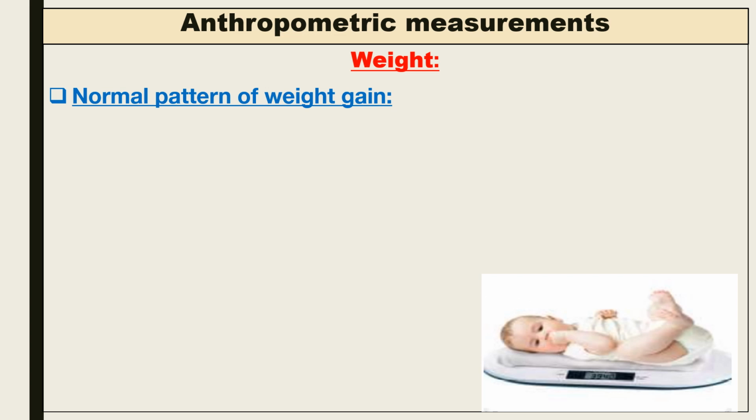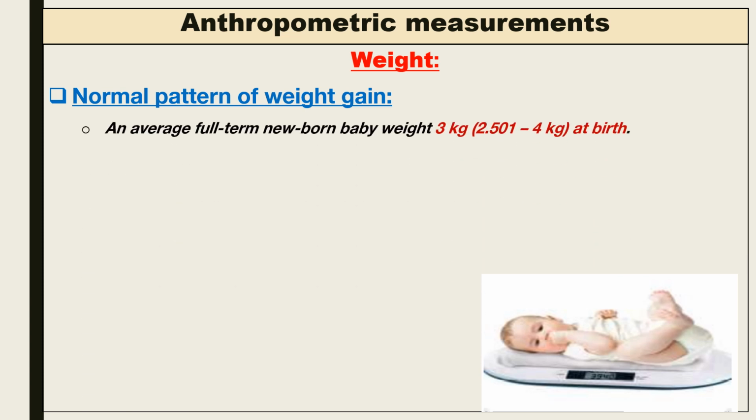What about the anthropometric measures? Anthropometric measurements mean the things we are measuring. We are measuring weight, height, head circumference, and chest circumference. All these are anthropometric measurements. Regarding the normal pattern of weight gain, the average full-term newborn baby weight ranges from 2.5 to 4 kg at birth.